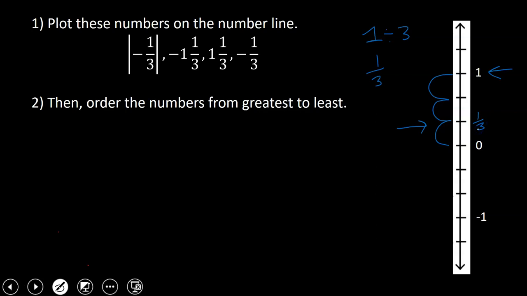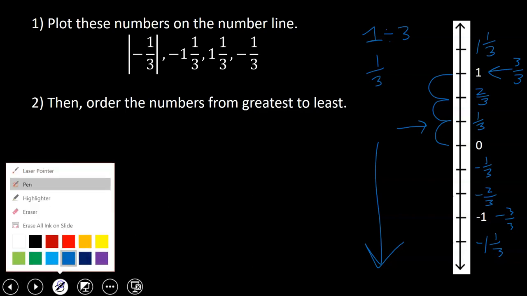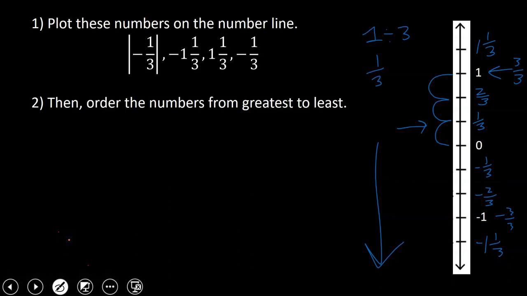So 1/3. Then the next marking would be called 2/3. Then the next marking would be 3/3 or 1. And then 1 1/3. As we move downwards on the number line, just below 0 is negative 1/3. Then we get to negative 2/3, then negative 3/3, and then negative 4/3, or you could say negative 1 1/3. After that, we're going to label these different numbers on the number line. So we have to plot these points.